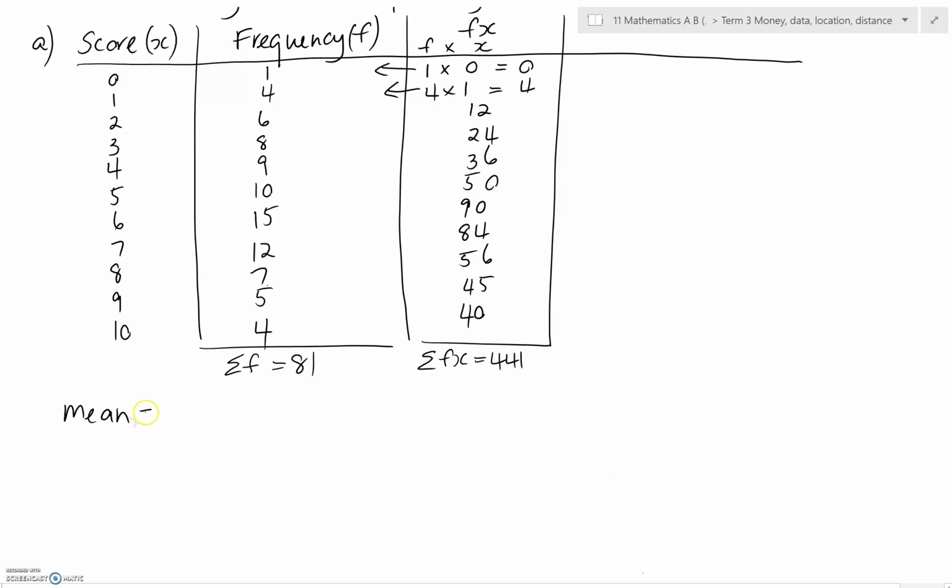So mean equals sum of fx over sum of f. So I can substitute that information straight into my formula, 5.4.